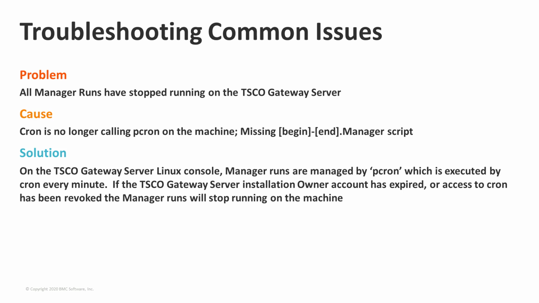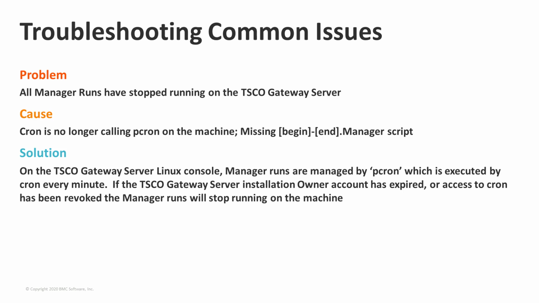In general, once a manager run is scheduled on a gateway server, it will continue to run properly every day until the run expires or the gateway server is retired. But the execution of the nightly manager run is reliant upon the pcron job scheduling, which is scheduled in the user's cron tab, being executed properly throughout the day.